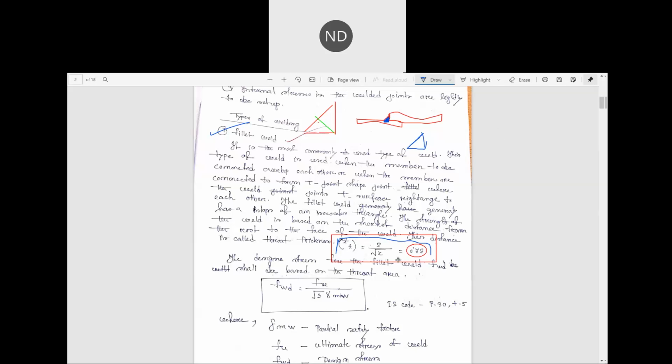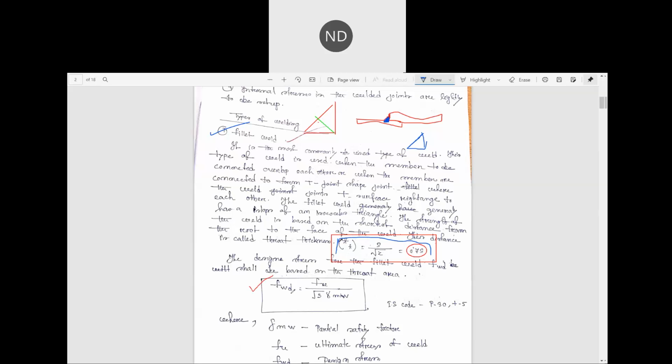So this was the main thing. This is very important for your fillet welds, the throat thickness. Your throat thickness was 0.7 s. So once you know your throat thickness, this distance, what you can find out is the design stress, which is given by this one.